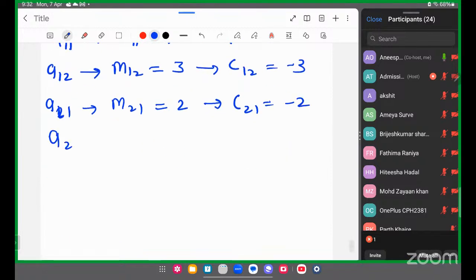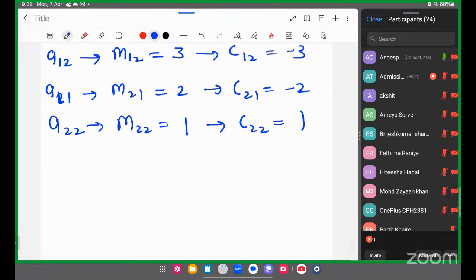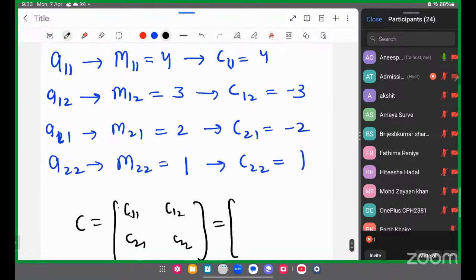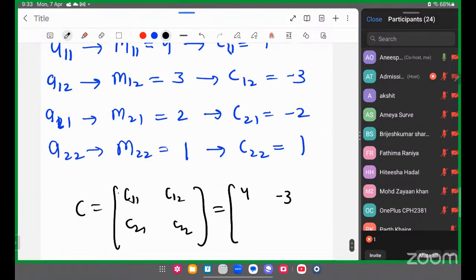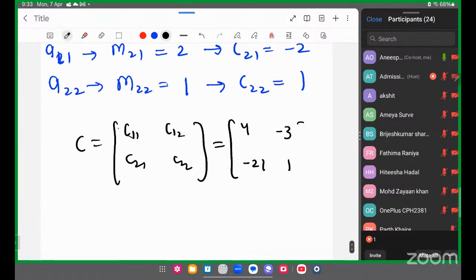Then we will have A22. Minor will be M22. Second row, second column deleted. We are left with 1. And the cofactor will be 1 again, because 2 plus 2 is even, there will be no change in the sign of the minor. Now we will write the cofactor matrix C, which is C11, C12, C21, C22, which will be what? C11 is 4, C12 is minus 3, C21 is minus 2, and C22 is 1.